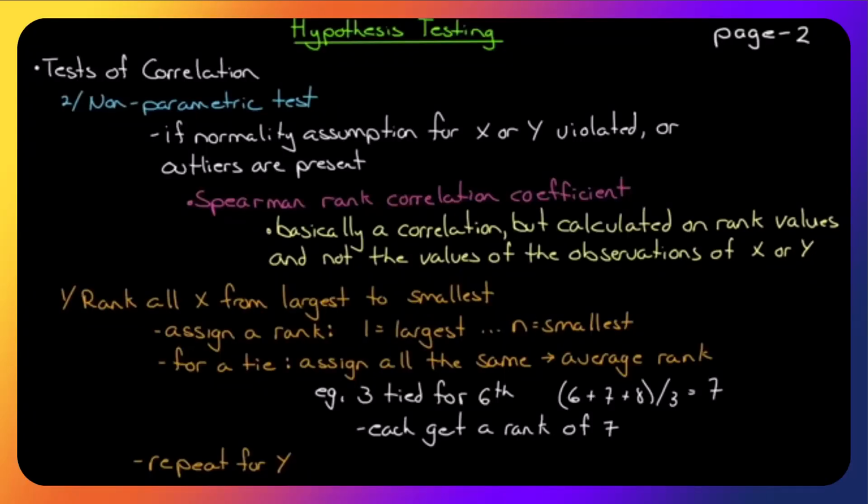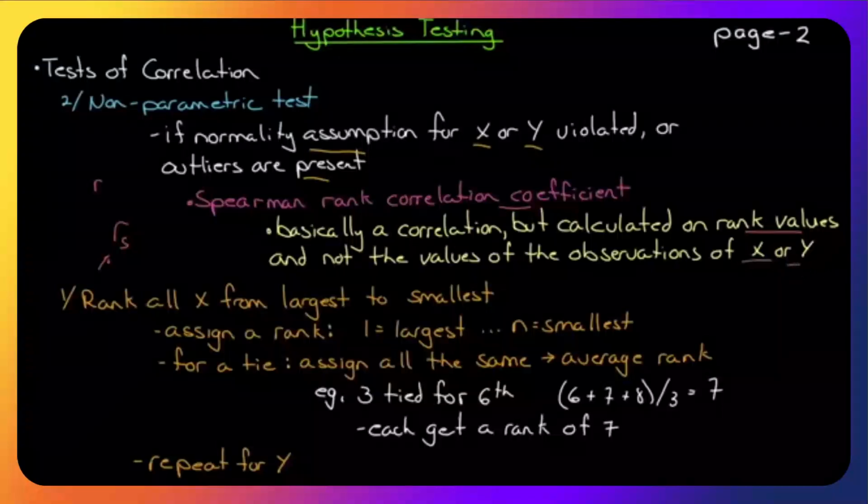All right, let's look at a non-parametric test. We would use the non-parametric test if the normality assumption for x or y is violated or we feel outliers are present, which will affect an R value or a correlation. We're going to calculate a Spearman rank correlation coefficient, which we denote as RS, which is still a correlation. We'll still use the same t statistic, except we're going to use this version of the correlation coefficient in there instead of just R. It's basically a correlation, but it is calculated on rank values and not the values of the observations of X or Y.